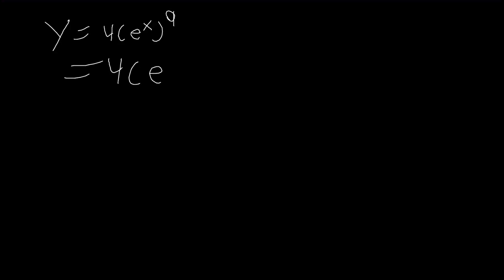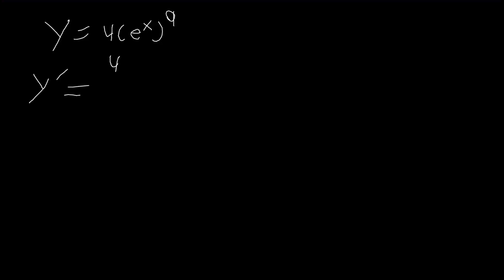Alright, so now let's do the derivative of y equals 4 times e to the x to the power of 9. Now we could actually simplify this by writing it like 4 times e to the 9x, because we can just bring the exponent into it. But let's differentiate it how it was originally written, just so we can see how it works.